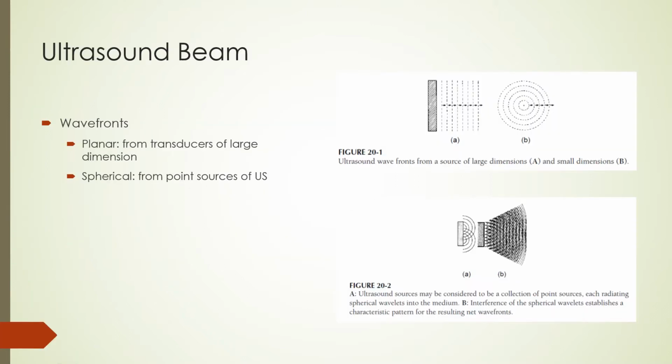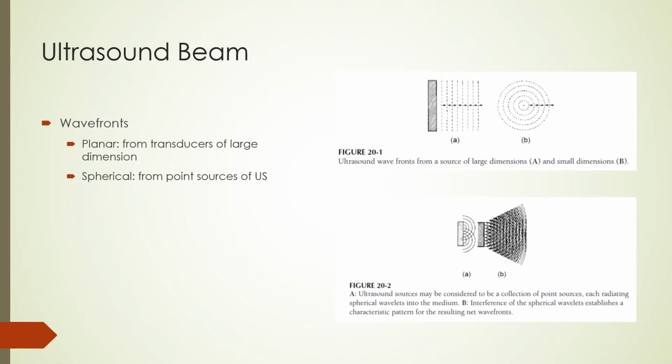Let's start by looking at ultrasound beam properties. Sound coming from ultrasound transducers produces a wavefront that radiates away from the transducer. If the source of ultrasound is a point, the wavefront is spherical, and if the source is a two-dimensional extended source, the wavefront is planar. Because multi-frequency transducers are commonly used in imaging, the ultrasound source may be considered a collection of point sources, each radiating a spherical wavelength into the medium, as shown on the bottom image on this slide.